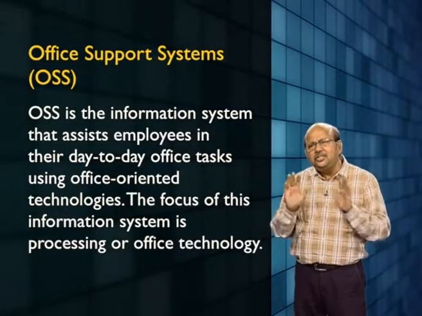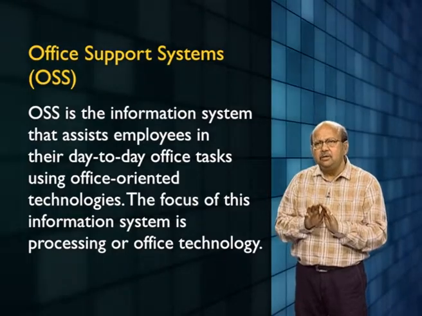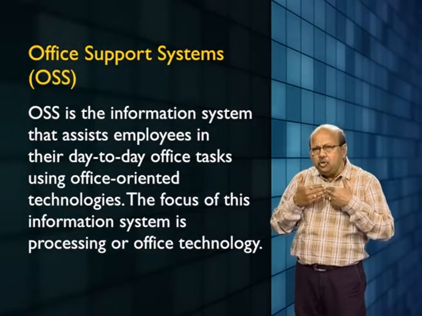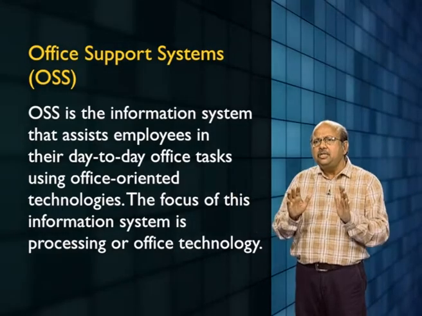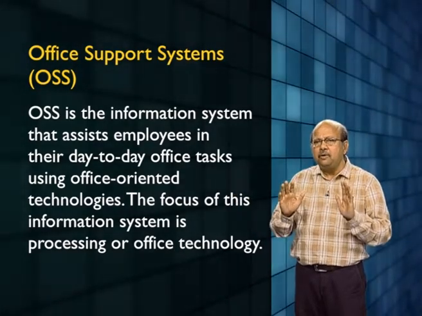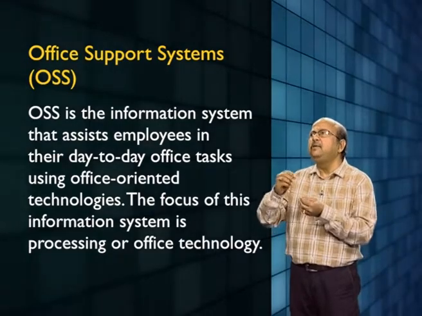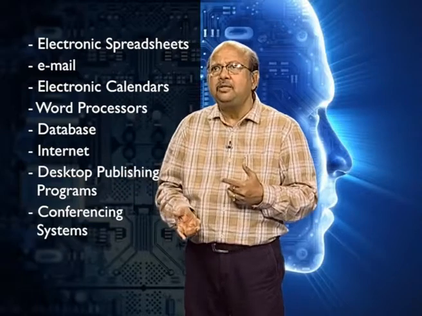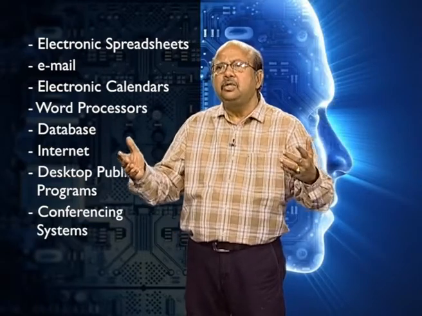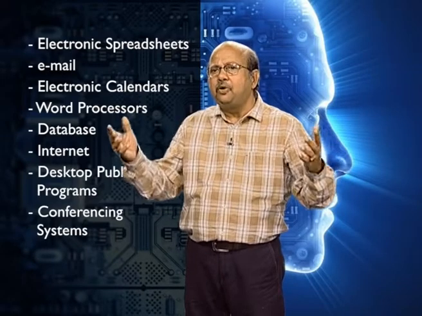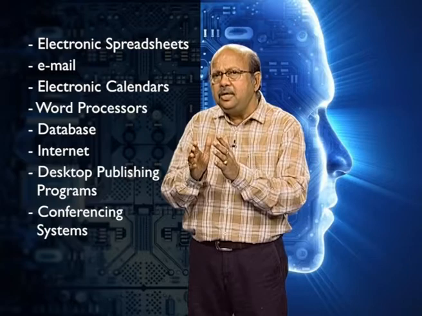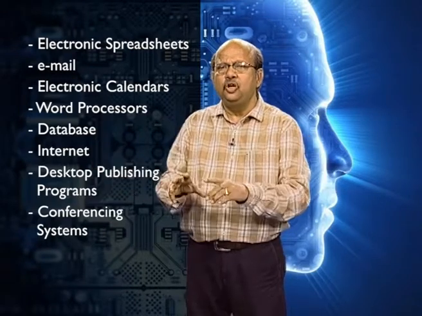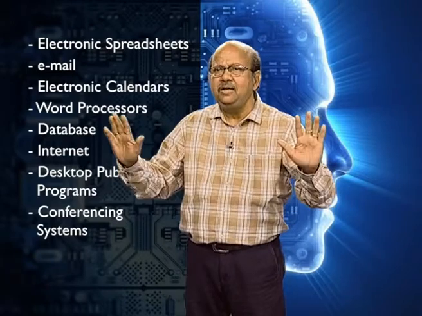Then the last one is called office support system. Office support system is an information system that assists employees in their day to day activities, such as office oriented activities. They use office oriented technology and the focus is only on processing or office technology. For example, sending email is an office information system, any system that helps you in sending information, printing. These are all examples of office information system, and they use different types of office technology so that some activities they can do.